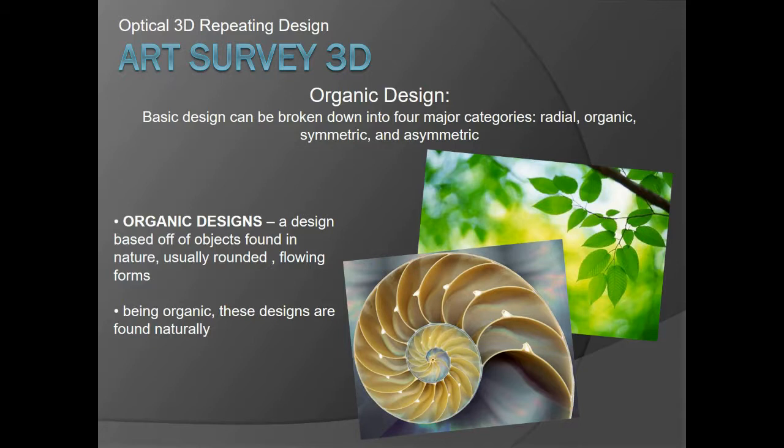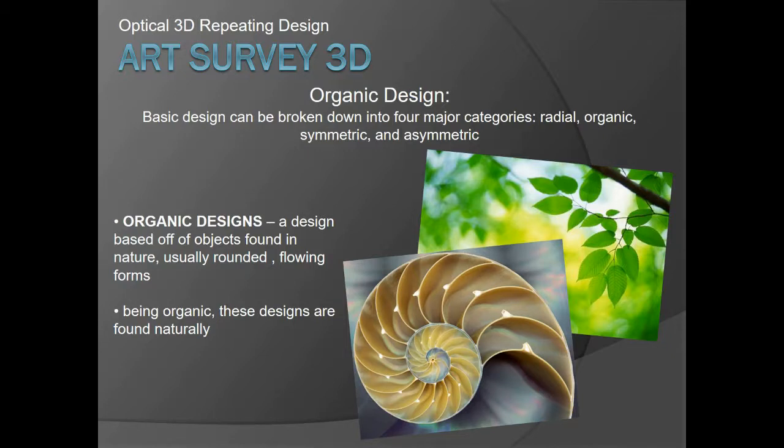Our second type of design that we're going to be discussing is organic design. Organic design is design that's based off of objects found in nature. They're usually rounded and flowing forms. It's not often that we see very hard-edged geometric designs in nature. The only thing I can think of is crystals and maybe some rock formations. But more often than not, organic design is very rounded and flowing.